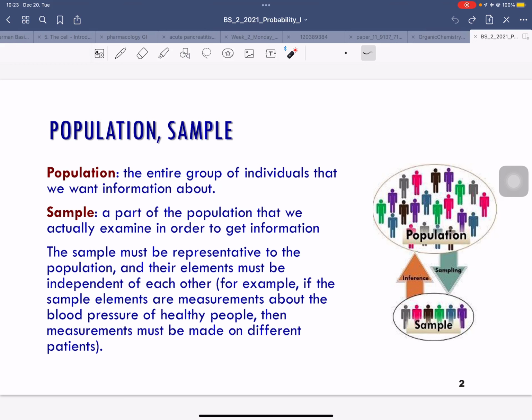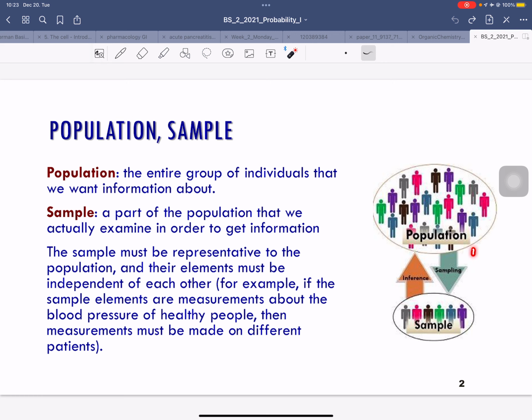Hi everybody, today I start the second lecture of statistics, and I continue from the last lecture. It is about population and sample. As you remember, the population is the entire group of individuals that we want information about, for example, the students of the university. A sample is a part of the population that we actually examine in order to get information.